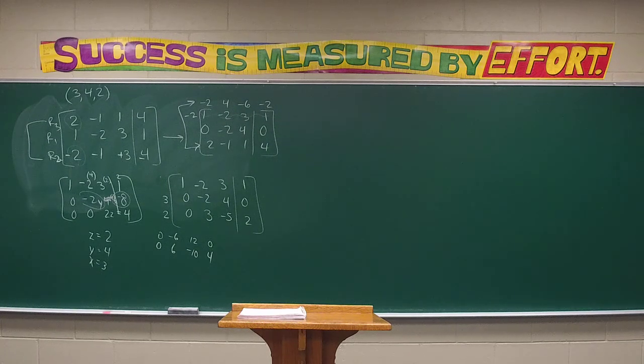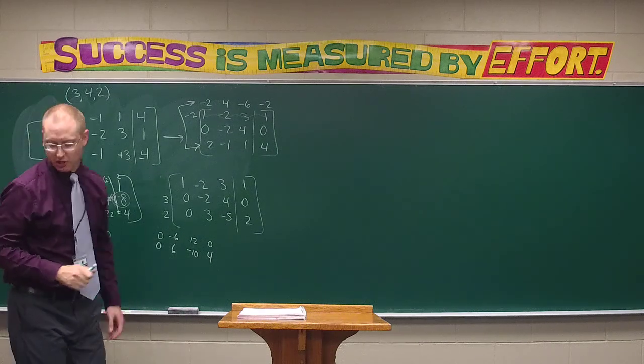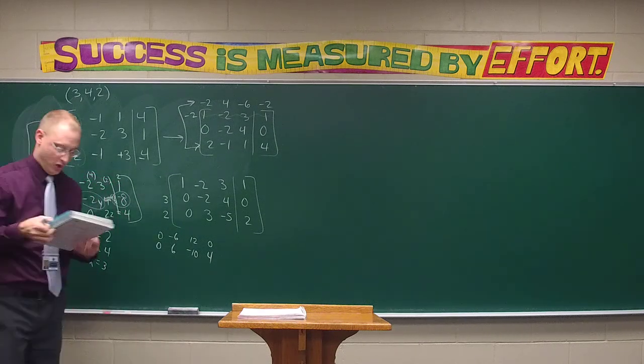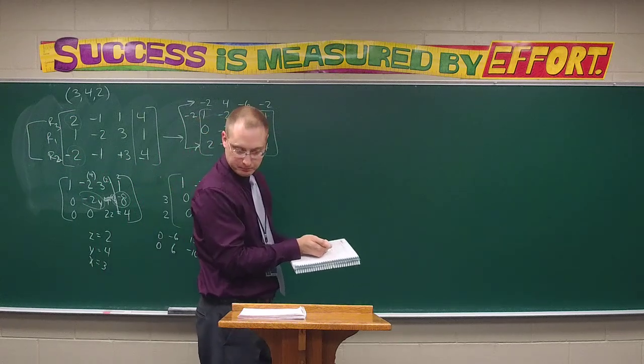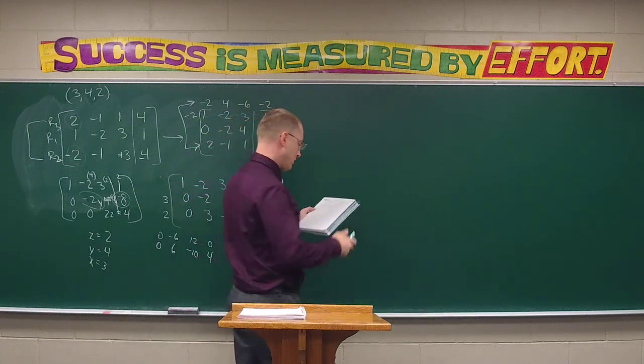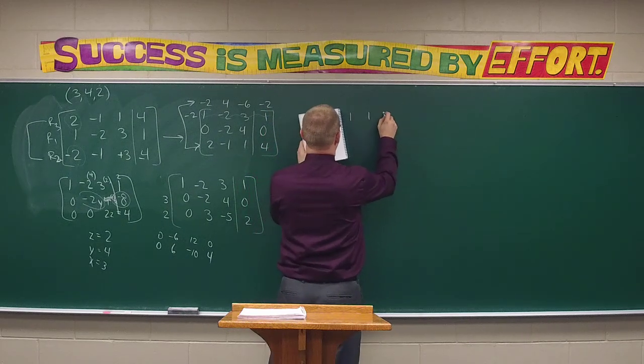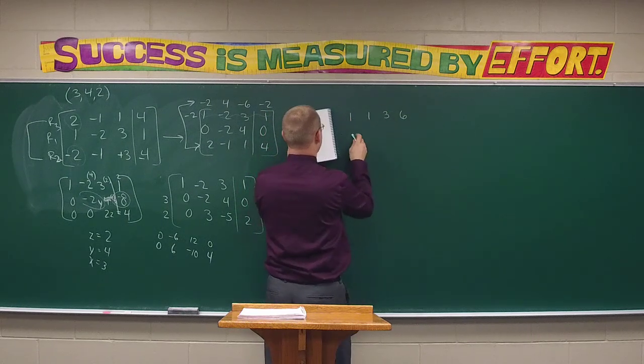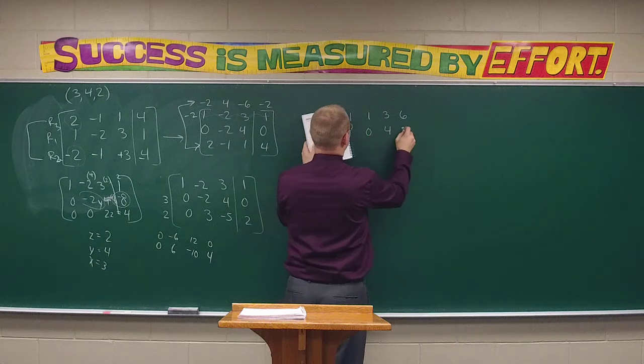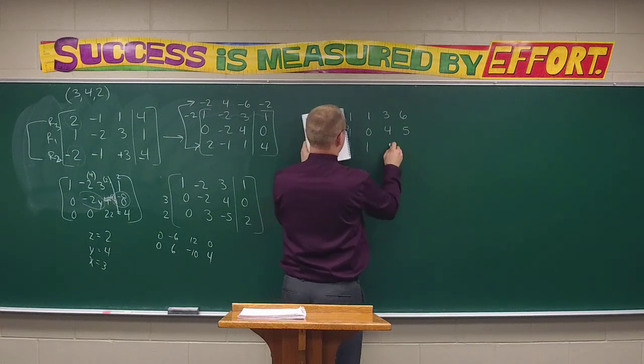One more together, and then it's going to be your turn to try it all on your own. Number 14. What should I write down here, Brandon? 1, 1, 3, 6, 1, 0, 4, 5, 1, 1, 1, 4.